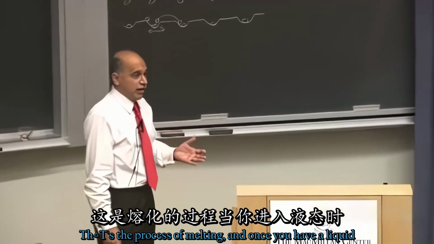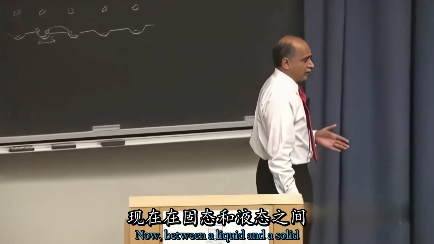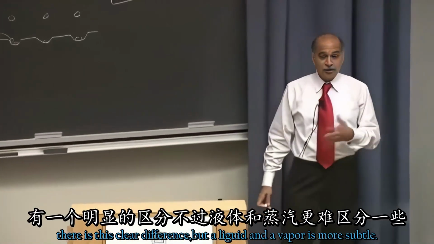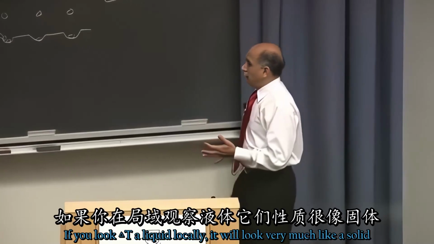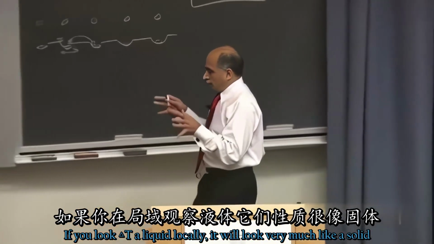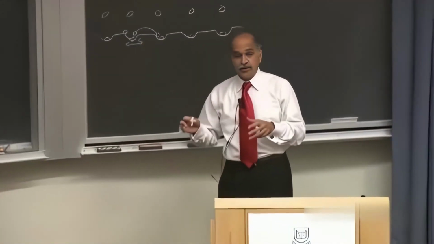And once you have a liquid, atoms don't have a fixed location. Now, between a liquid and a solid, there is a clear difference, but between a liquid and a vapor, it's more subtle. So I don't want to go into that, but if you look at a liquid locally, it will look very much like a solid, in the sense that interatomic spacing is very tightly constrained in a liquid.